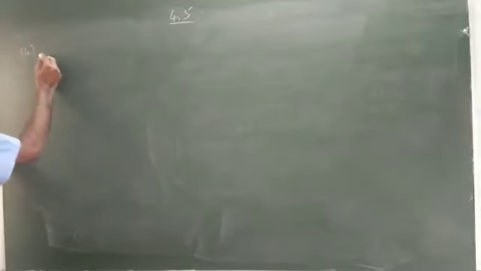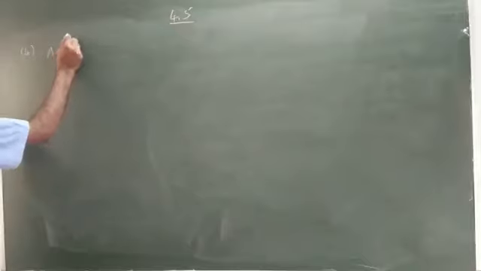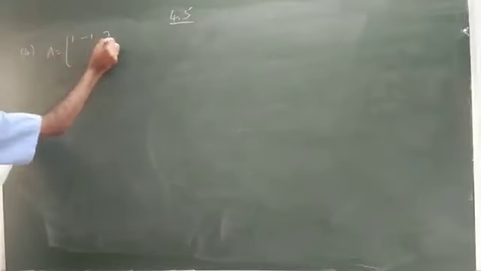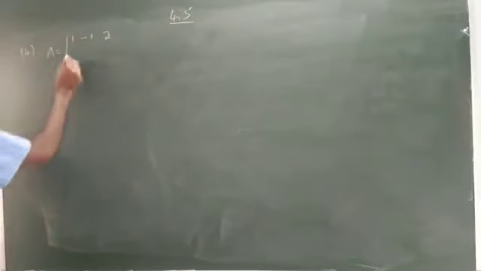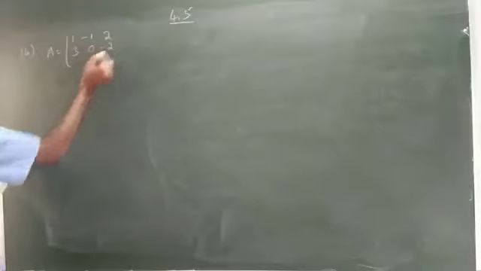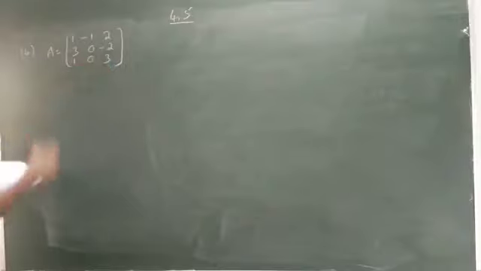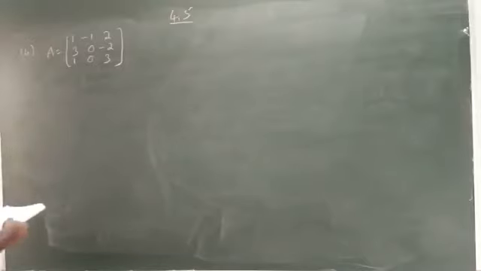We have one more problem. Fourth one. A is equal to 1 minus 1, 2, 3, 0 minus 2, 1, 0, 3. We want adjoint of this square matrix. You know how to find out the adjoint?